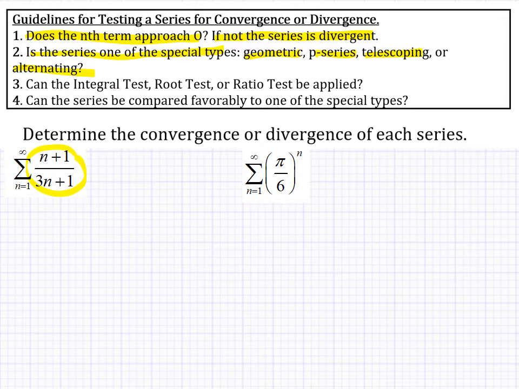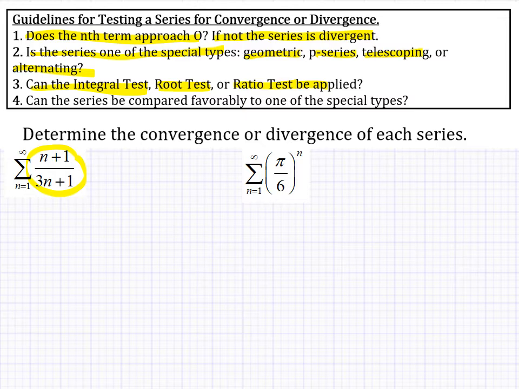Third, look to use the integral test, root test, or ratio test. You would use the integral test if the series looks like it could be related to a function that is very easy to integrate. Ratio test, use that if you're working with exponential and/or factorial functions. Root test, only use that if everything is raised to the nth power, so that we can then take the nth root. So knowing when to use each one is important.